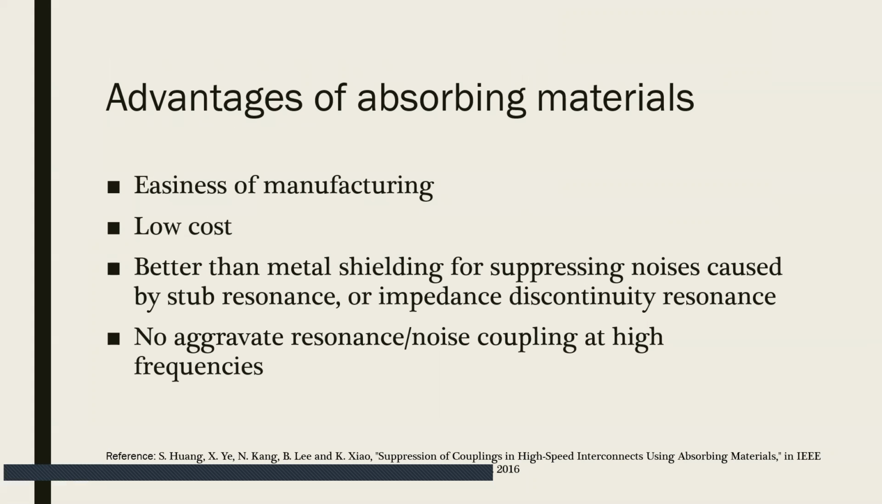Advantages of the absorbing materials include the ease of manufacturing and low cost. They are also better than metal shielding in suppressing the noises caused by stub resonance or impedance discontinuity. And there is no aggregate resonance or noise coupling at high frequencies. The latter two are drawbacks of normal metal shielding, or just shielding by normal metal wires.